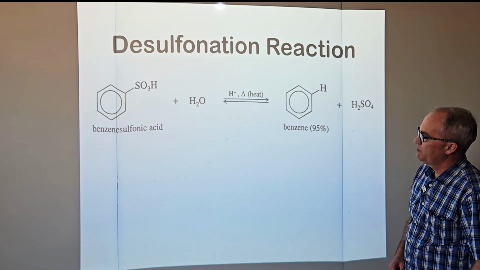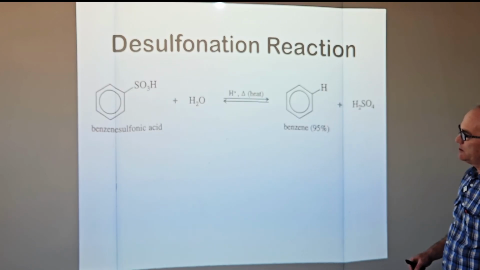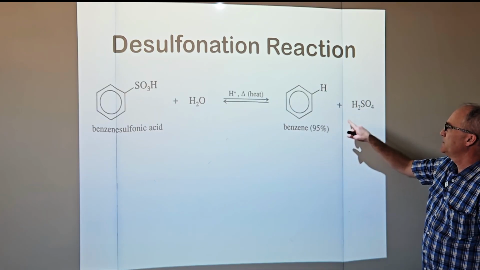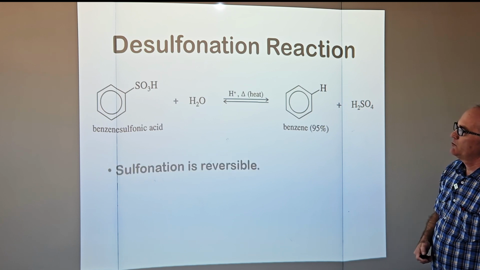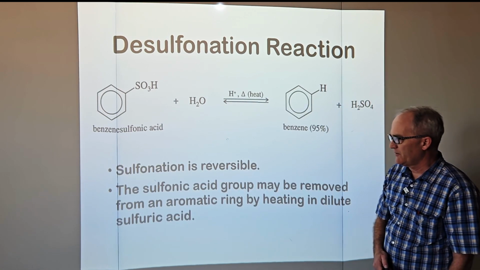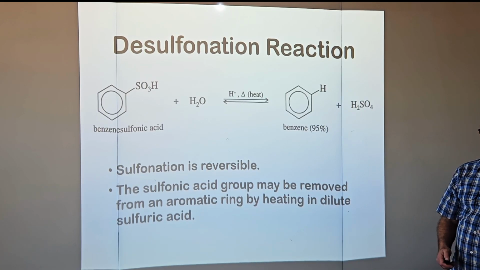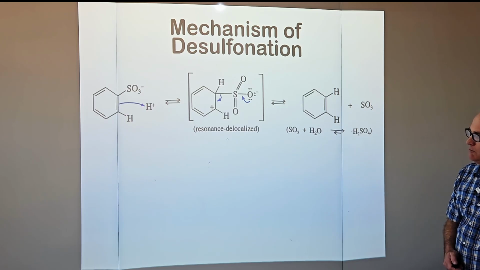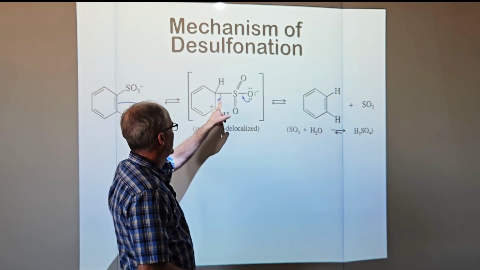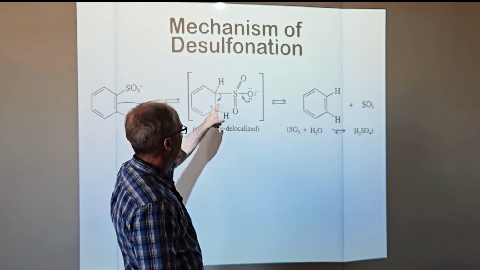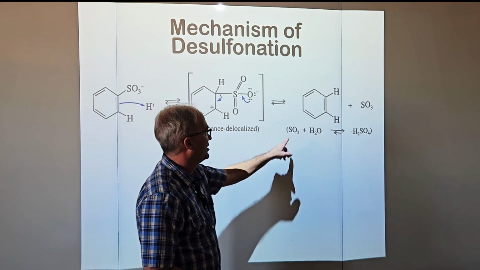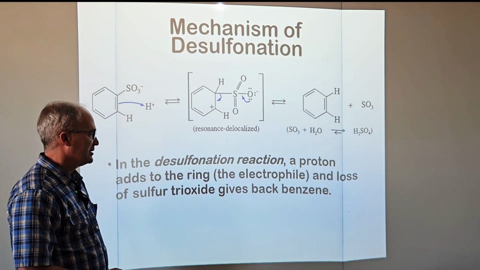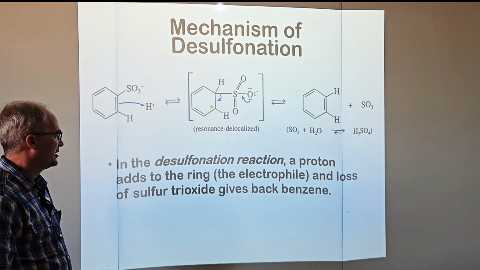Interesting thing would be the hydrolysis or the desulfonation reaction. Here's our benzenesulfonic acid, add some water, heat this thing up, and we get benzene and H2SO4. So somewhat reversible. So we can put a sulfonic acid group on a benzene ring and then remove it later if need be for some reason. So what is the mechanism? Double bonds grab a proton, and you can have the electrons in this bond jumping down, and notice you get your SO3, but SO3 and water go back to H2SO4. In the desulfonation reaction, a proton adds to the ring as the electrophile, and loss of sulfur trioxide gives back benzene.